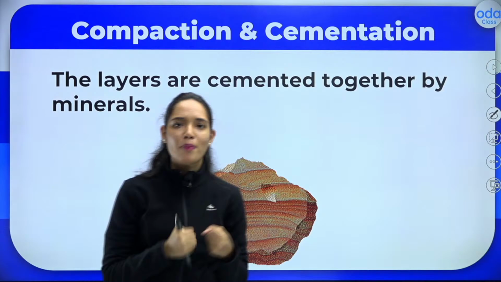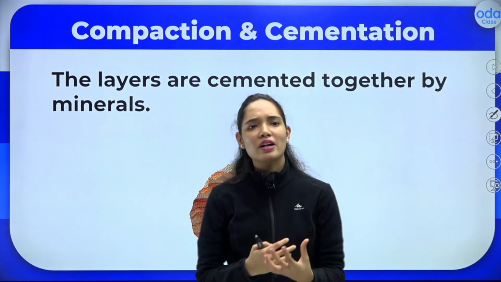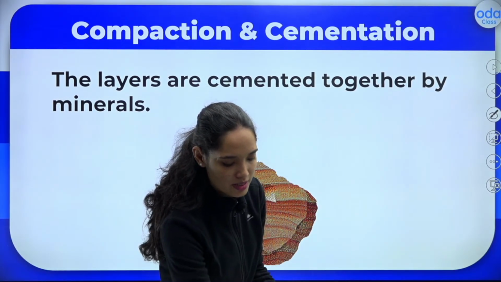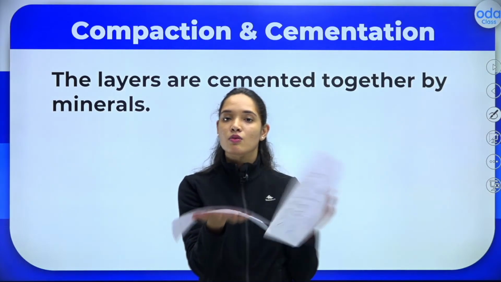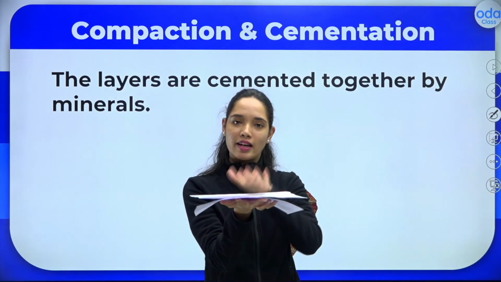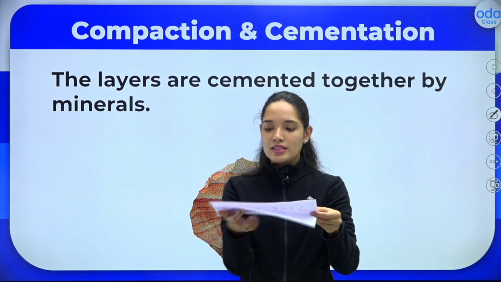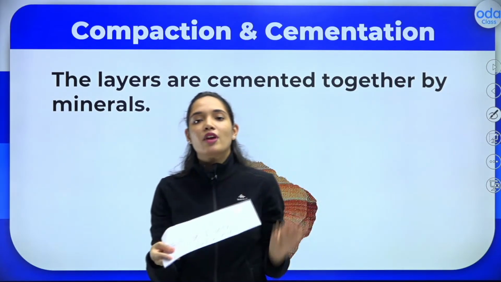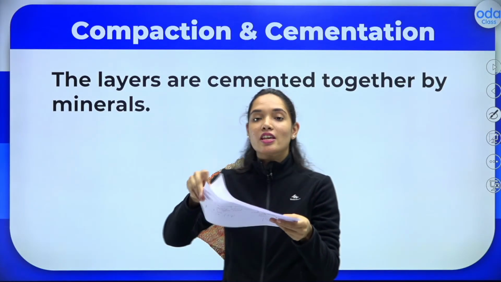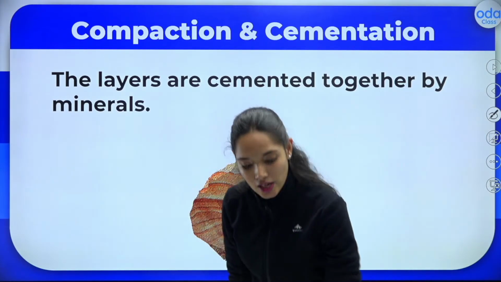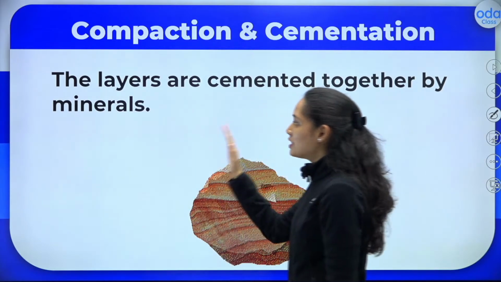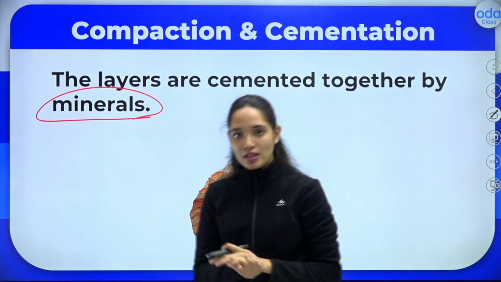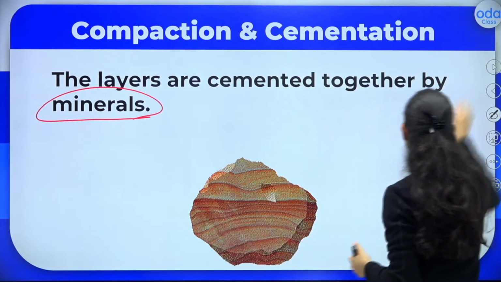Now it is the fully packed layer. Cementation is nothing but, you can compare it to a glue. Similarly, the way I have two papers here, let us consider this as the first layer, and this as the second layer, followed by so and so layers. Now these layers get attached, they get cemented with the help of minerals. The way I can use glue to attach these two papers, similarly, in sedimentary rock formation, minerals play a role as glue. So these layers are cemented together by minerals, and that is how a sedimentary rock is formed.